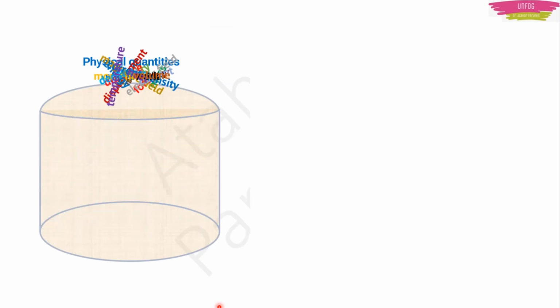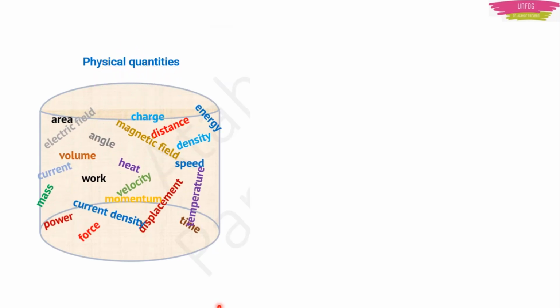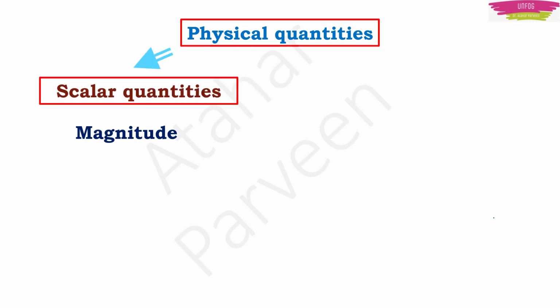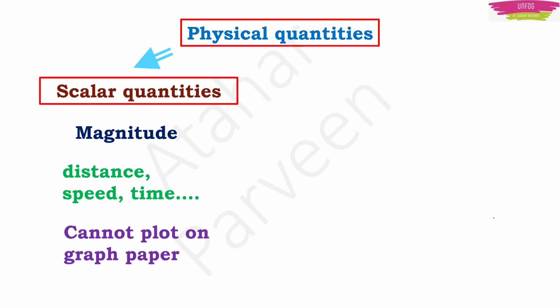In physics, physical quantities are divided into two types. The first type is where we can describe that physical quantity just by the magnitude of that physical quantity. Such a type of physical quantity is known as a scalar quantity. What are the examples for scalar quantities? They could be distance, speed, time. All these are basic examples of scalar quantities. The speciality of scalar quantities is that we cannot plot them on graph paper.